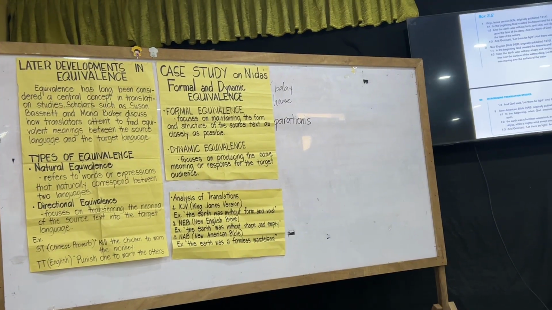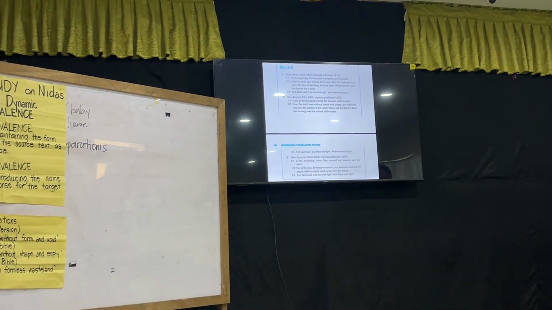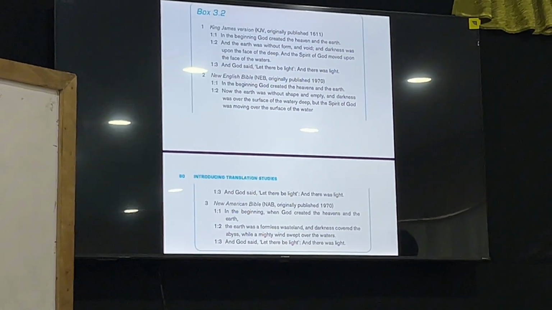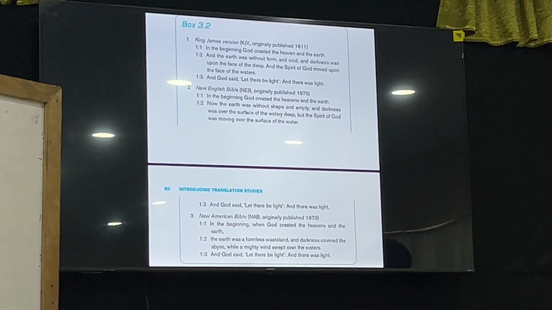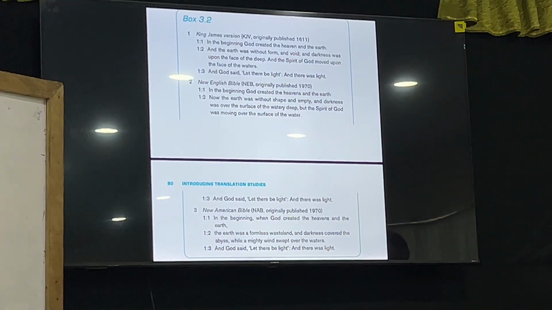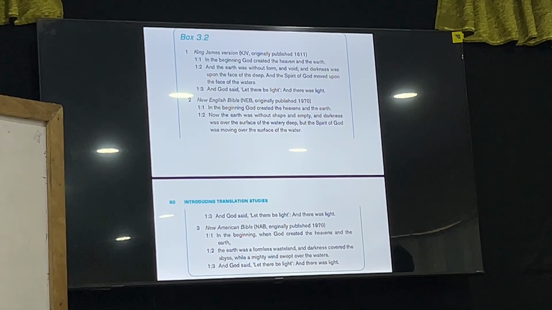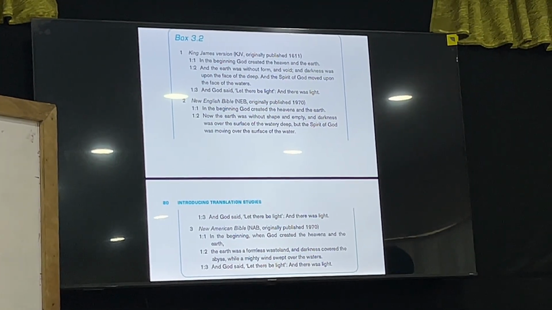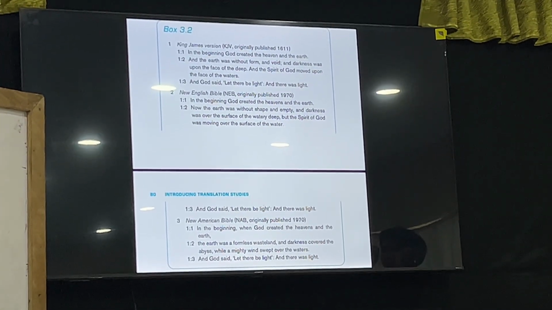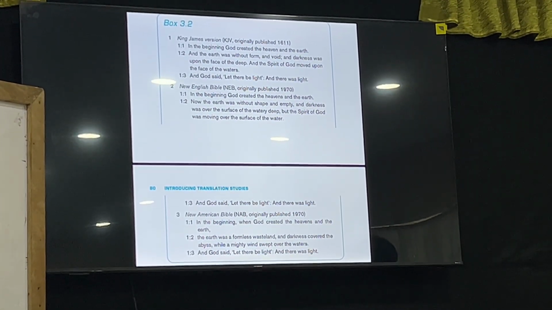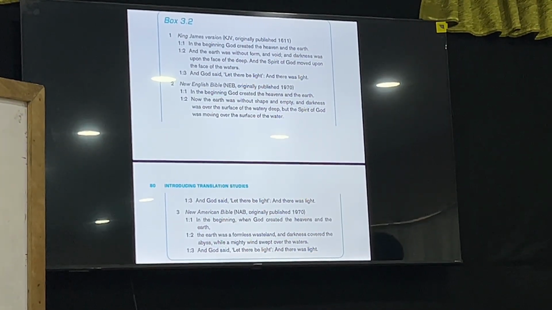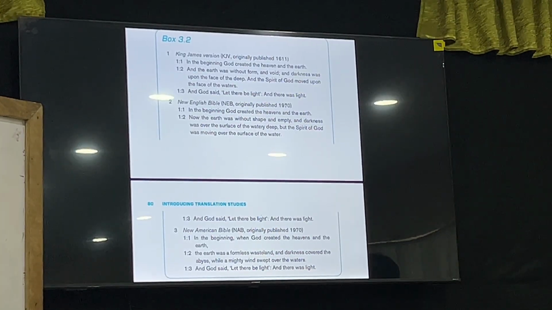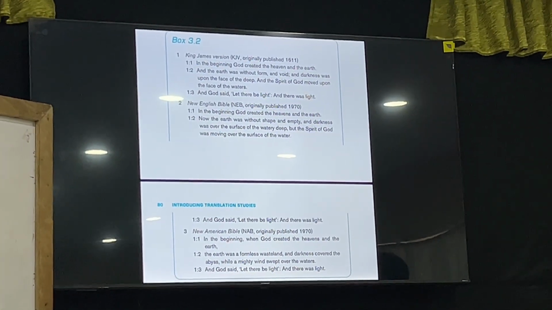Another example there is the line in the NEB, which is Spirit of God was moving over the surface of the water. When it comes to the NAB, it became, a mighty wind swept over the waters. Here, the translator interprets the original phrase differently to provide a clearer meaning for readers, showing a stronger use of dynamic equivalence.